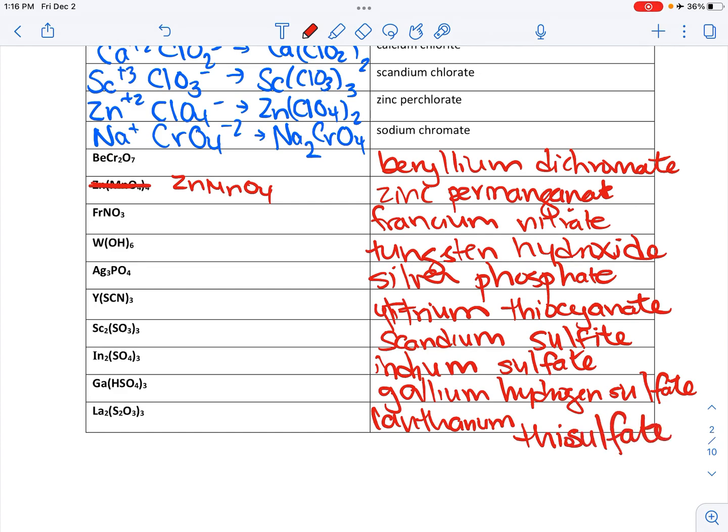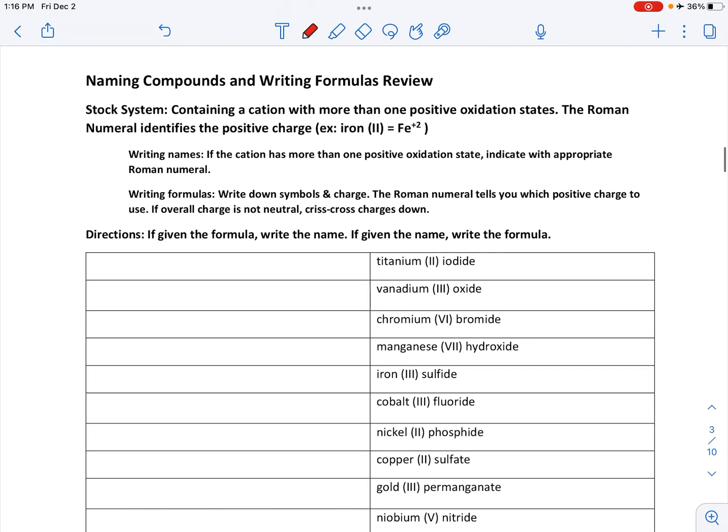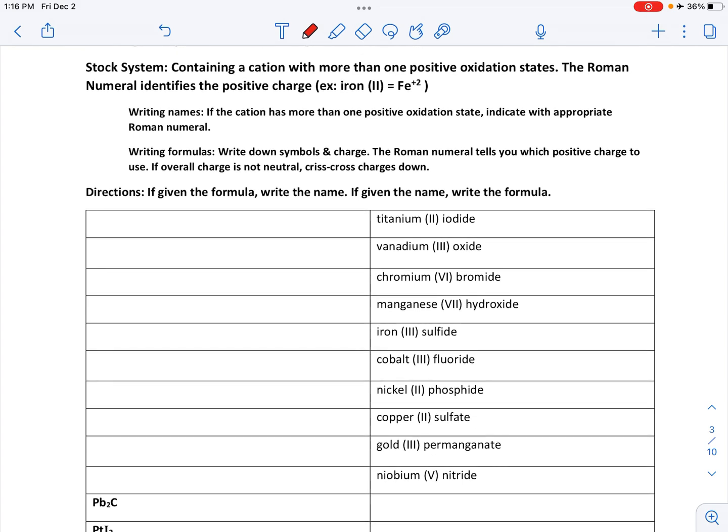All right. Let's move on to the stock system. So the stock system is when you have Roman numerals. Roman numerals are needed when you have more than one positive oxidation state. The top part I think is easy. If you see titanium Roman numeral 2, that means that is the charge of titanium. And because titanium has a whole bunch of them, I'm just telling you what the answer is. So titanium Roman numeral 2 means titanium plus 2.